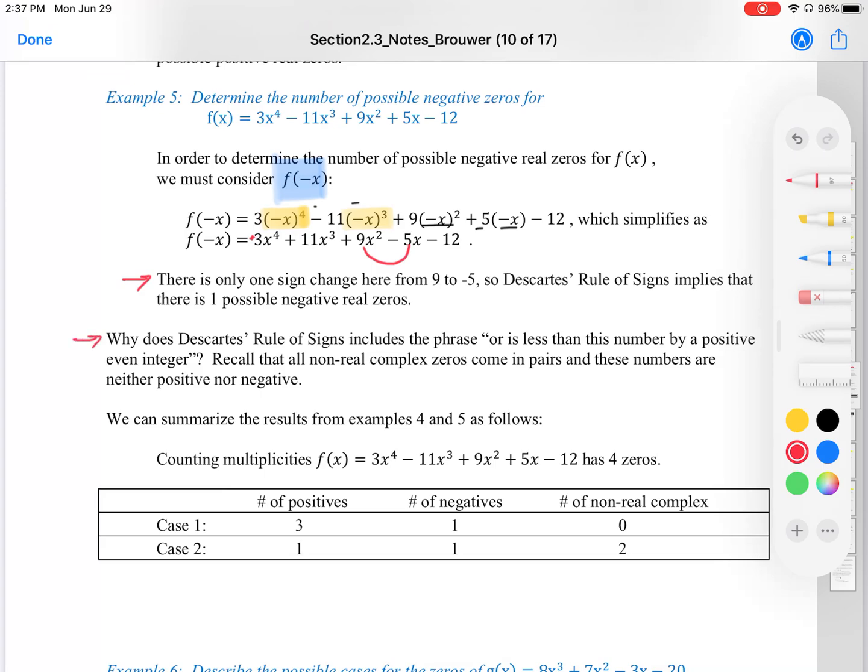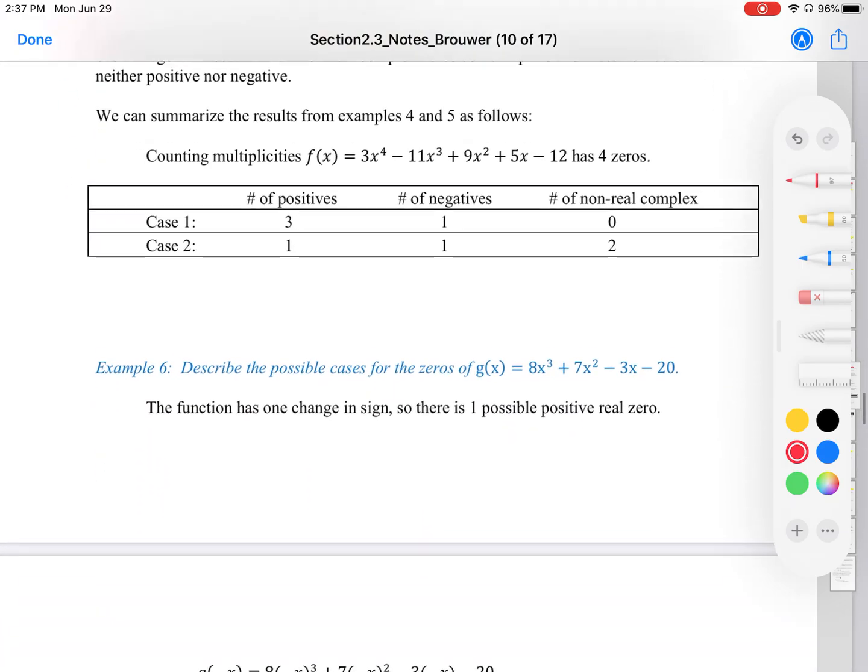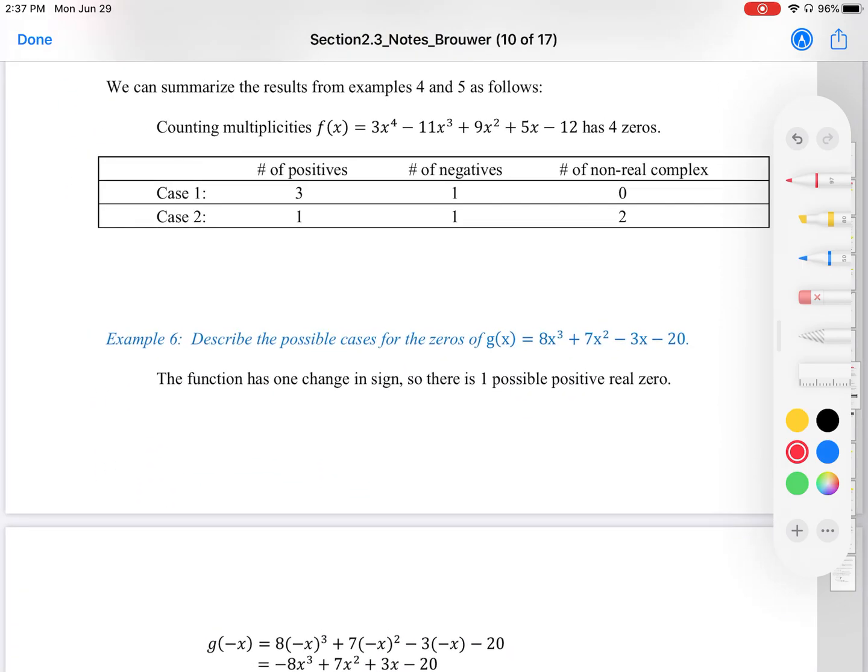So why is this helpful? Why does Descartes' rule of signs include the phrase "or less than by a positive even integer"? Recall that non-real complex zeros come in pairs, and these numbers are neither positive nor negative. We can summarize the results in examples 4 and 5 as below.